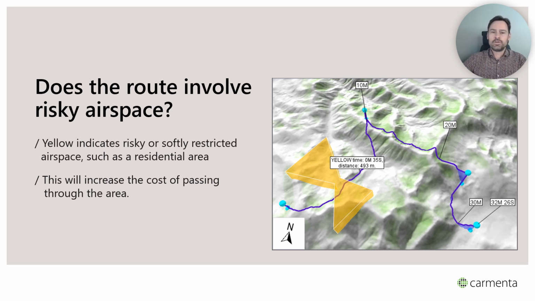Let us now introduce a new element called risky airspace, represented as yellow volumes. These indicate risky or softly restricted airspace, for example residential areas. These are possible to pass through, but we rather fly somewhere else, and flying over these areas comes with a cost in the optimization. So in this example, we do have a route and it prefers to pass through this yellow area at its most narrow place, but it would be more expensive to go around it.